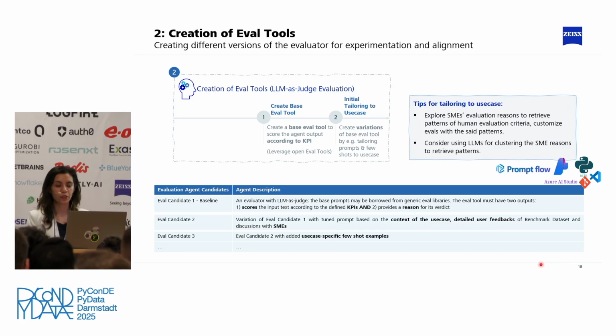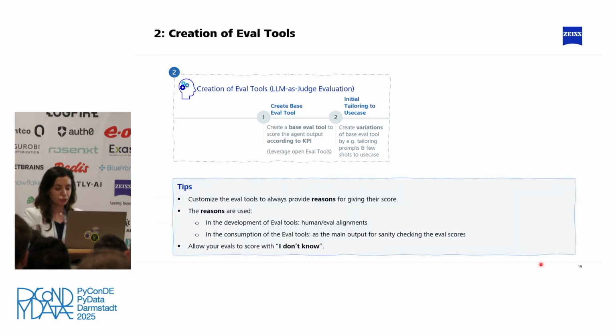For creating those variations, I have two tips. What you can do is explore your SME's evaluation reasons in order to retrieve patterns and bring those patterns in as human evaluation criteria to your eval agent. This can help you in better prompting your eval agent. And in such pattern recognition, you can use LLMs themselves for clustering the SME reasons.